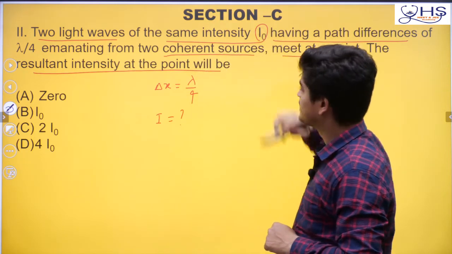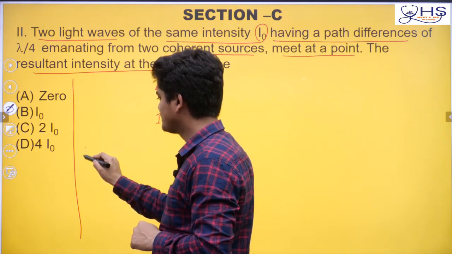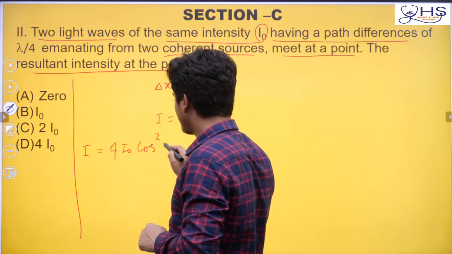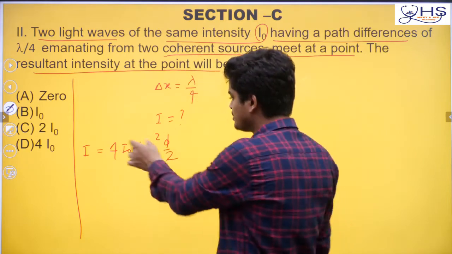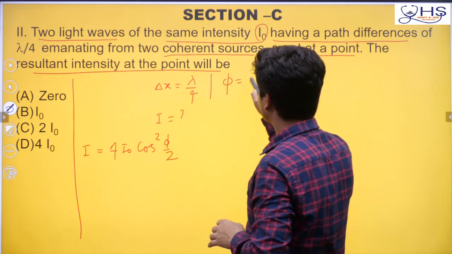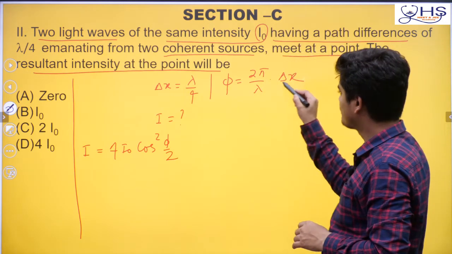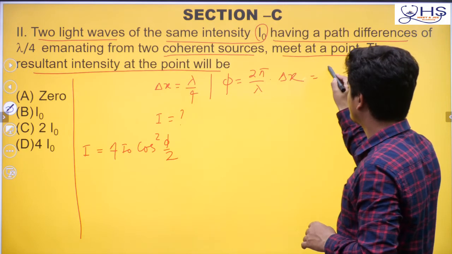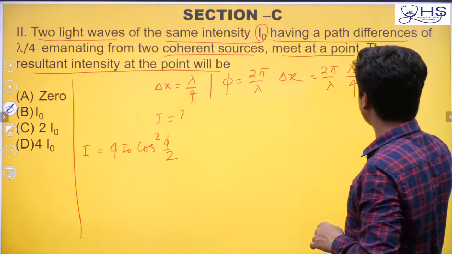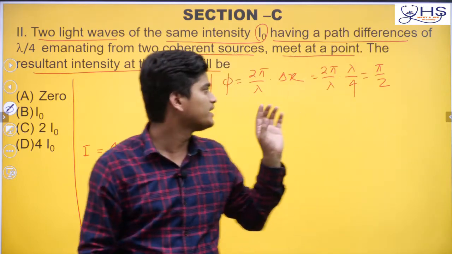So as we are considering YDS experiment, remember the resultant intensity in YDS experiment I can write: I equal to 4 I naught cos square phi by 2. And phi is basically what? Phase difference. So phase difference how much? 2 pi by lambda into path difference. Now path difference is given lambda by 4. Now let's substitute here 2 pi by lambda into lambda by 4. Lambda, lambda cancel, 2 will cancel 2, 4 is 2. So you are getting pi by 2.